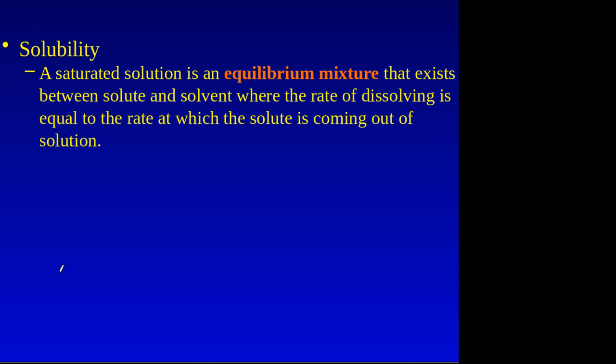So when we talk about different materials, we want to talk about how we can get those materials to dissolve. And that's going to be called solubility. A saturated solution is an equilibrium mixture that exists between solute and solvent, where the rate of dissolving is the rate at which the solute is coming out of the solution. So when I saturate a solution, any bit that I dissolve will be matched with an equal amount that's precipitating out.